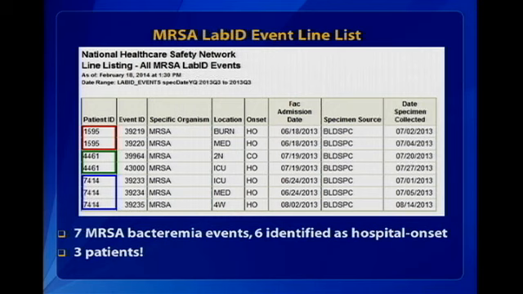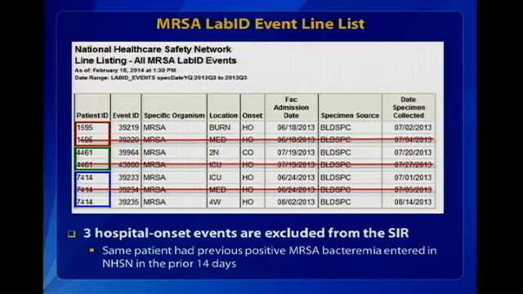So in this case, you need to review each event and see if there has been 14 days between the first and second event. If there has not been 14 days, then the second event will be excluded. So in this case, the second event for each patient was within 14 days of the first event, and so these 3 that are lined out are not counted in the SIR.